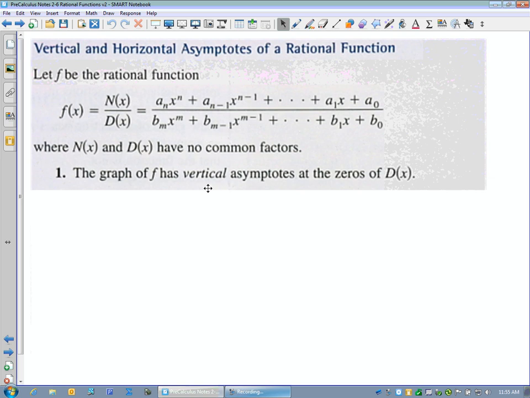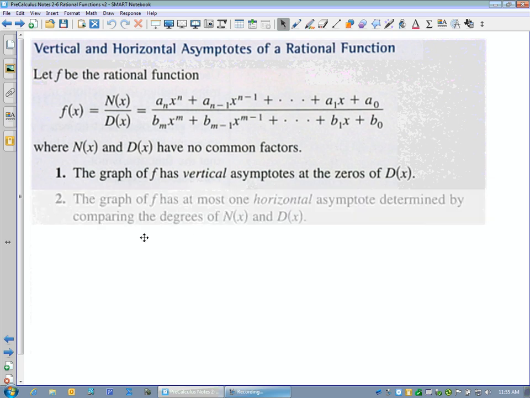So that would be a value of x that is not allowed to exist on the graph. That's how we get a vertical asymptote. And then secondly, the graph will have at most one horizontal asymptote. It might not have a horizontal asymptote, but if it does, it'll have at most one of them. It could have any number of vertical asymptotes, depending on its degree.